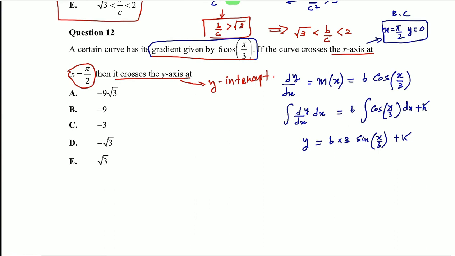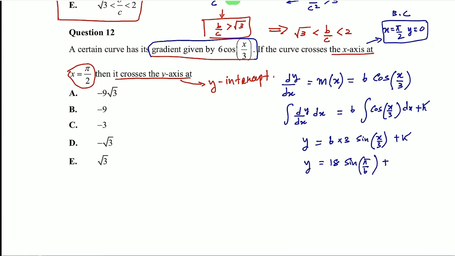So that is pretty straightforward. So now you can see, you can now use the boundary. When x is equal to pi divided by 2, 18 sine x is equal to pi divided by 2. So x is equal to pi divided by 6, right?